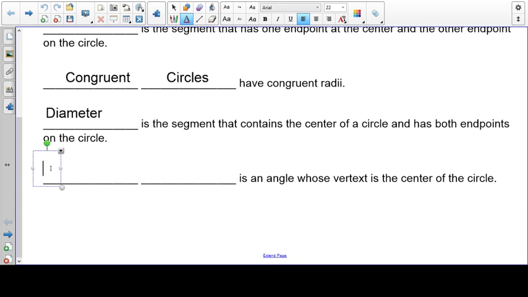And then lastly, a central angle is an angle whose vertex is on the center of the circle.